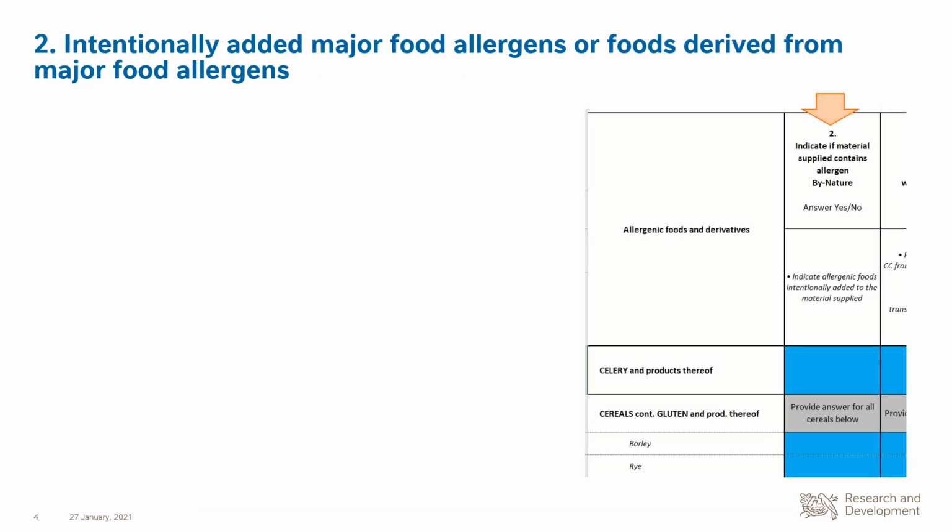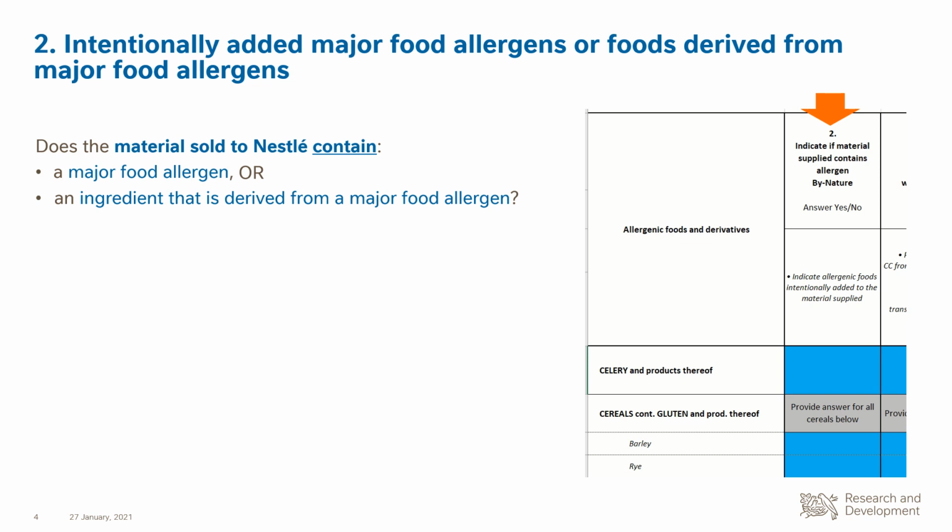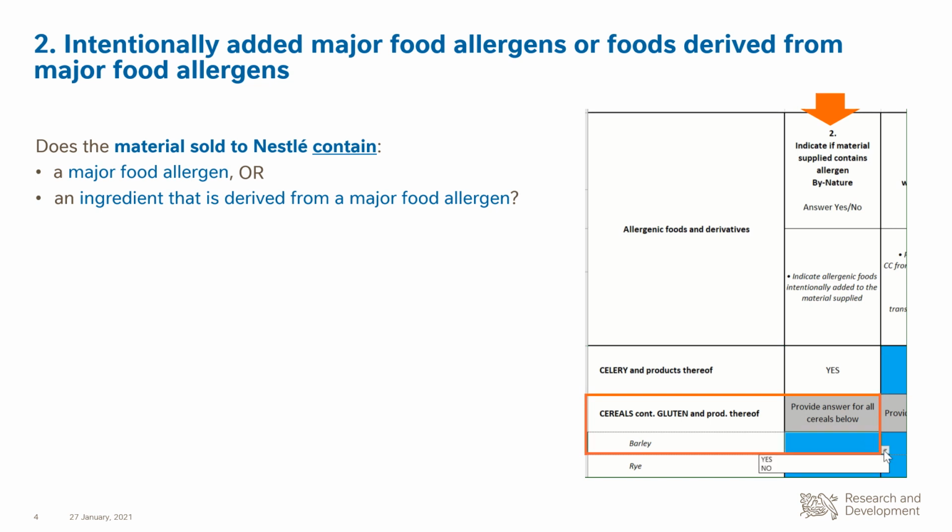Step 2. Simply answer the question: does the material sold to Nestlé contain a major food allergen or an ingredient that is derived from a major food allergen? If the food contains the allergen or an ingredient that is derived from this allergen, simply click on Yes in MAD column 2. Here, an example with celery. And if the food does not contain the allergen or an ingredient that is derived from that allergen, click on No in MAD column 2, an example with barley.